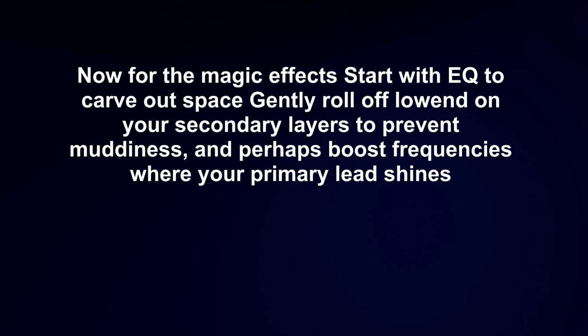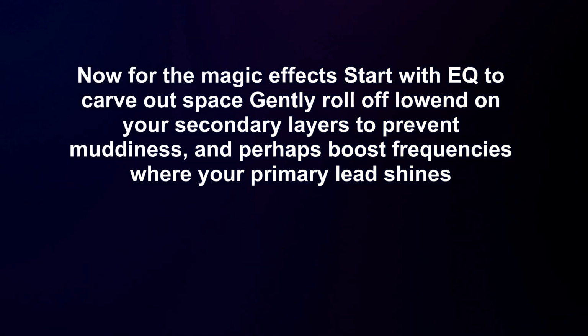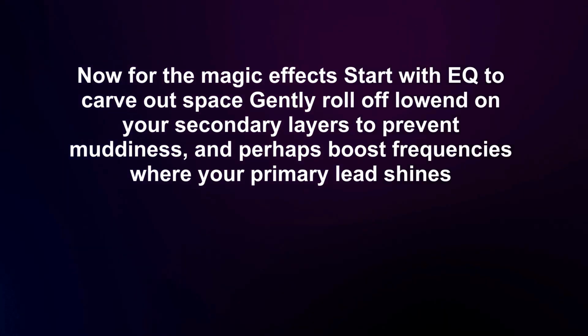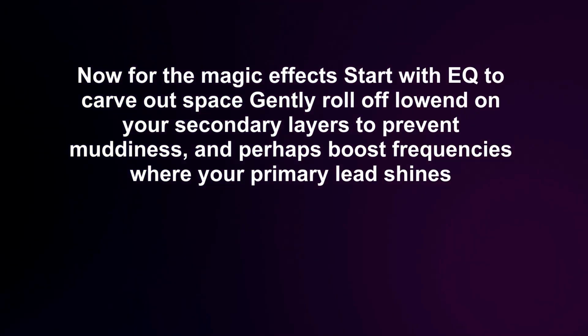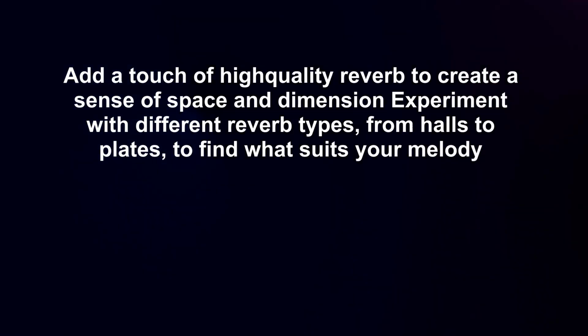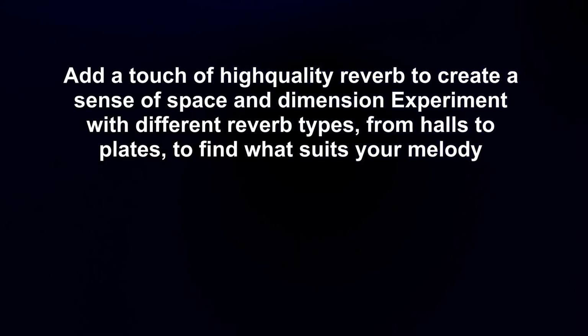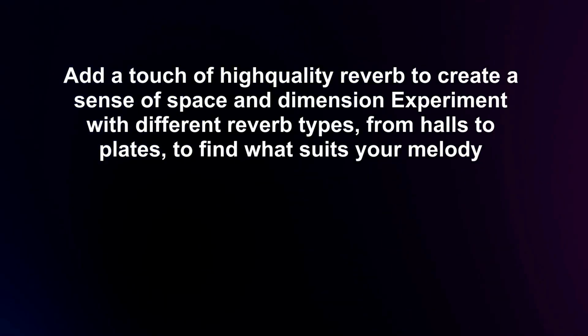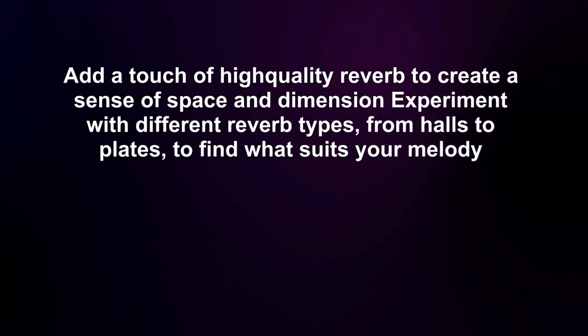Now for the magic effects, start with EQ to carve out space. Gently roll off low end on your secondary layers to prevent muddiness, and perhaps boost frequencies where your primary lead shines. Add a touch of high-quality reverb to create a sense of space and dimension. Experiment with different reverb types, from halls to plates, to find what suits your melody.